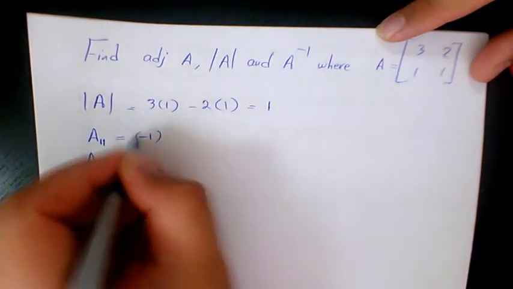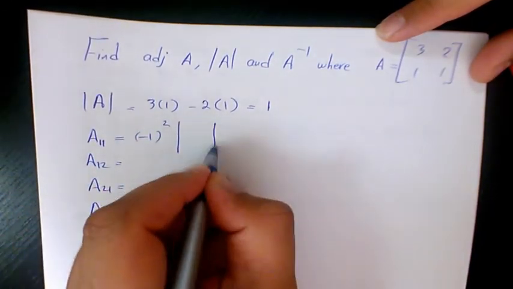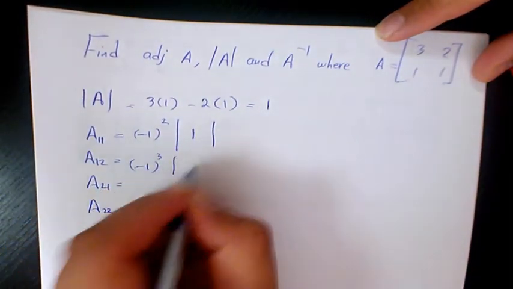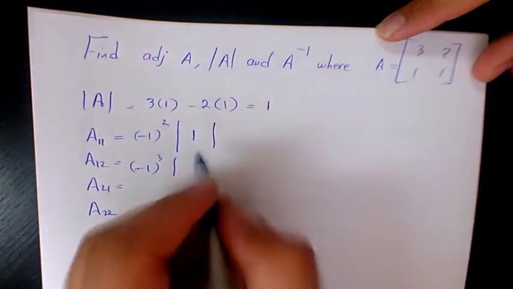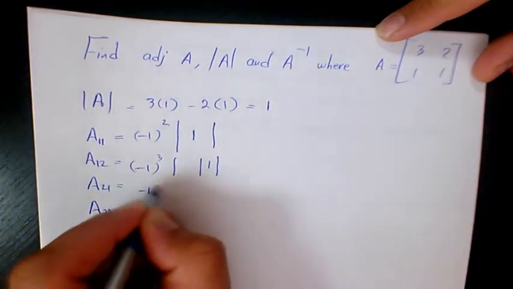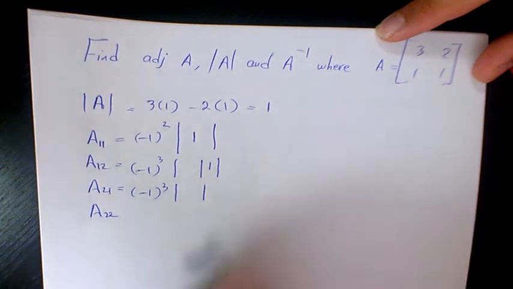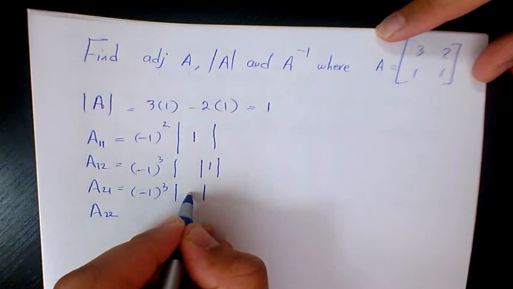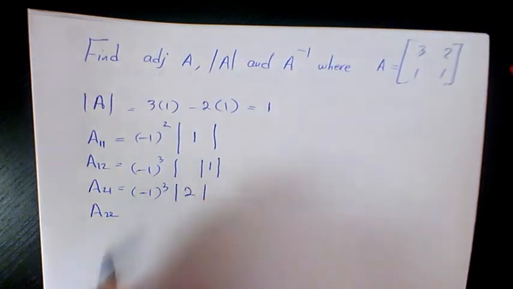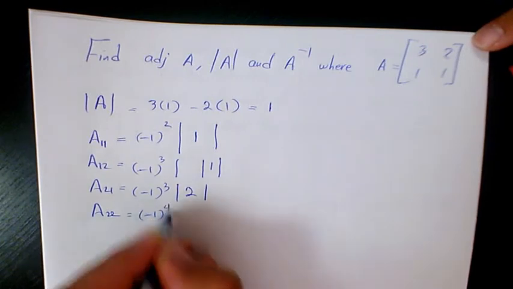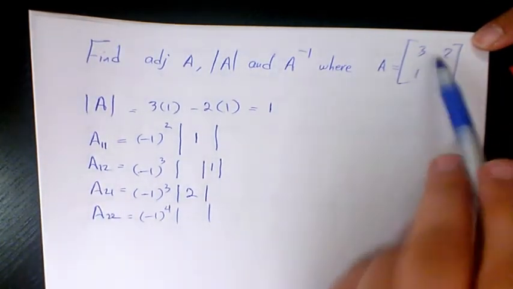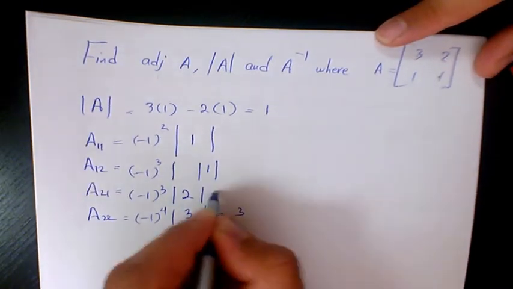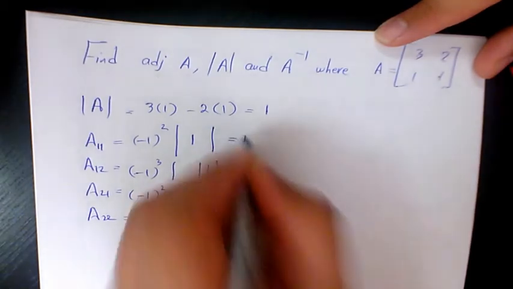So it's going to be negative 1 to the power of 2. When we remove this, we're going to have only 1. Negative 1 to the power of 3. When we remove this, it's going to be 1. Negative 1 to the power of 3, times 2 is going to be negative 2. And then negative 1 to the power of 4. Remove this and you end up with 3. So that's going to be 3. This one is going to be negative 2, negative 1, and positive 1.